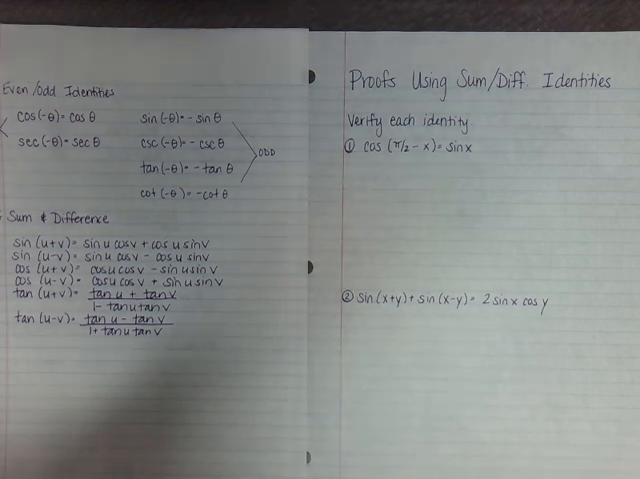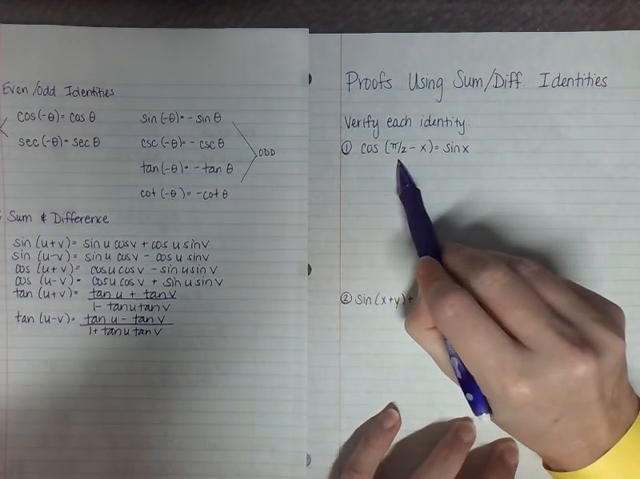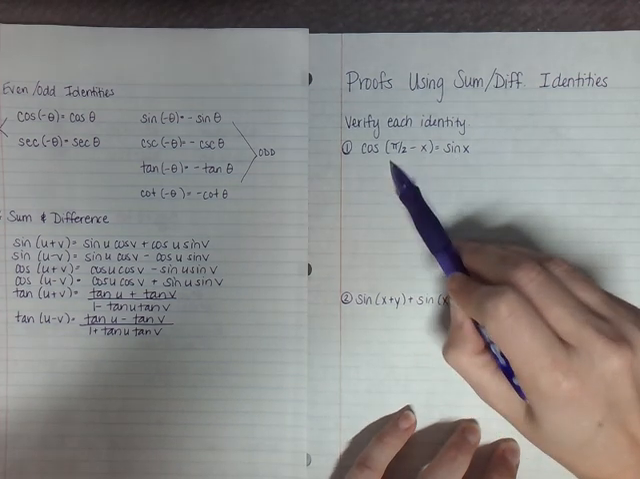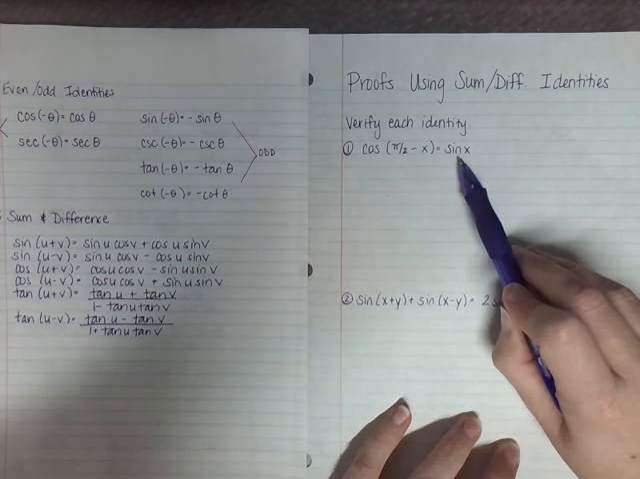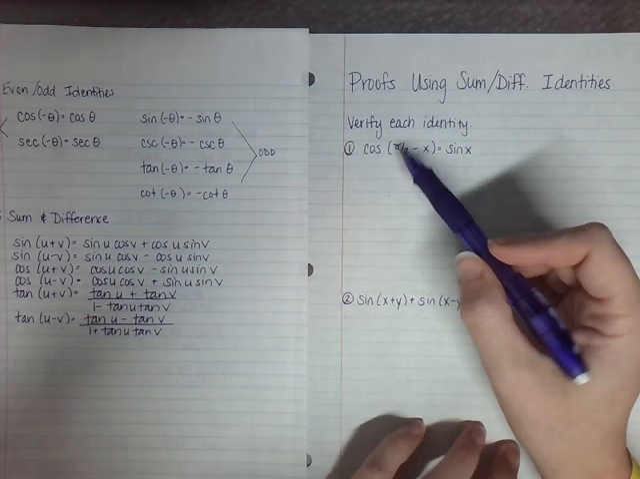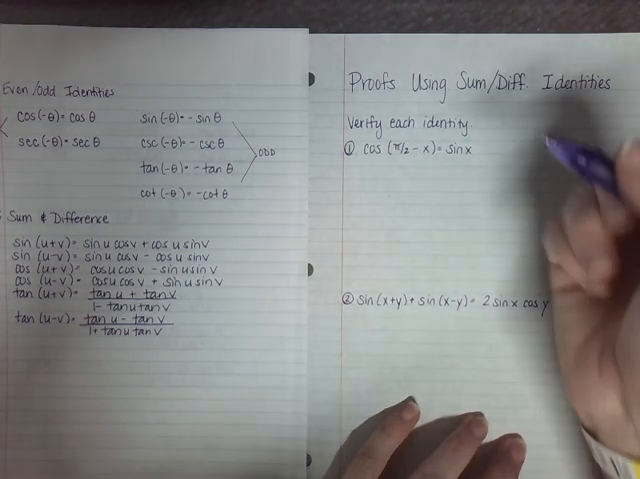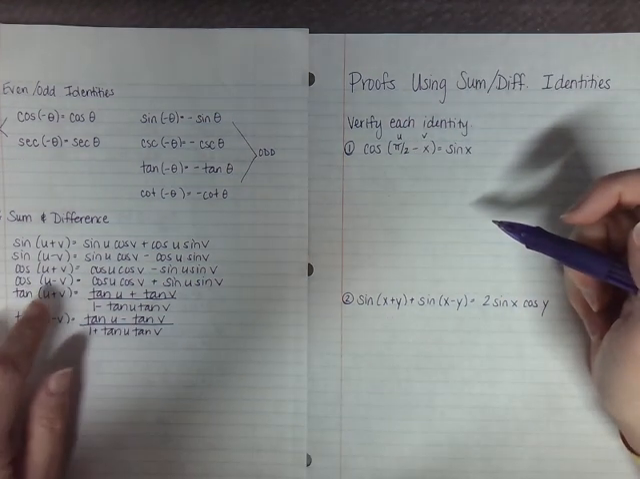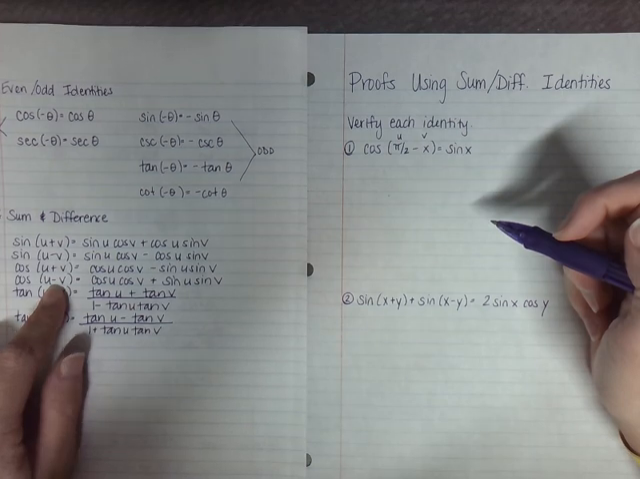So for the first one, we have the cosine of pi halves minus x equals the sine of x. Remember that you want to try to work with the more complicated side and make it match the simpler side. So to do this, since I have a difference right here, I can let this be u and this be v, and I can come over here to my cosine difference formula and write that out.